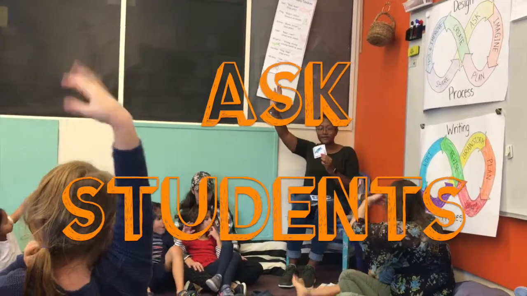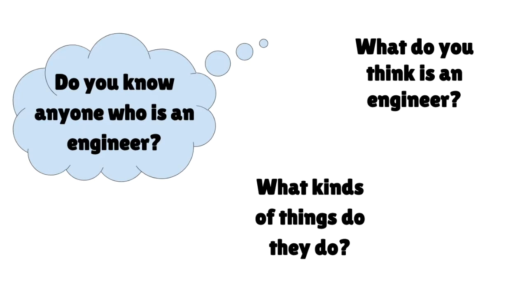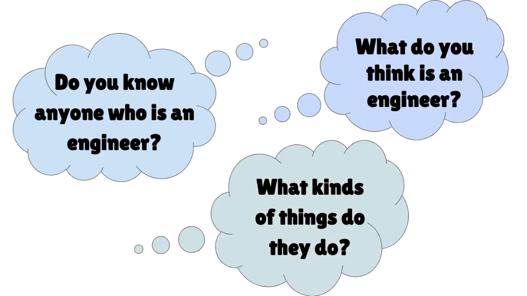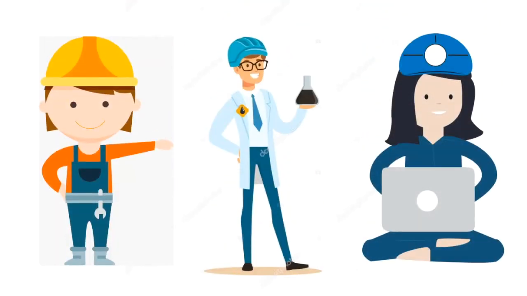Students should first be introduced to the lesson with guiding questions asking if they know anyone who's an engineer, what do they think is an engineer, and lastly, what do they think an engineer does? There are lots of different types of engineers. One thing that they do is program robots to tell them what to do.